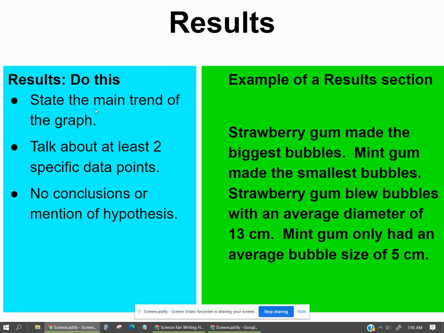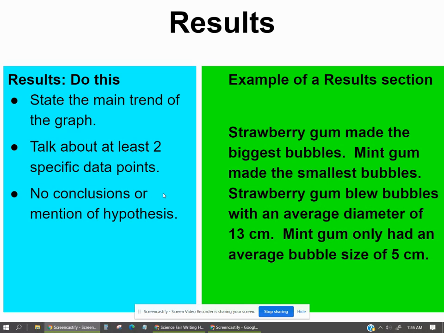So you're going to state the main trend of your graph, and I'm going to show you how to do that in a minute. You're going to talk about at least two specific data points or trends in the data, like if it's not a simple trend like a line, you might want to talk about other things, like curves in the line. And there are no conclusions or mentions of your hypothesis, nothing like that. The results is just what you saw, no conclusions about any of it.